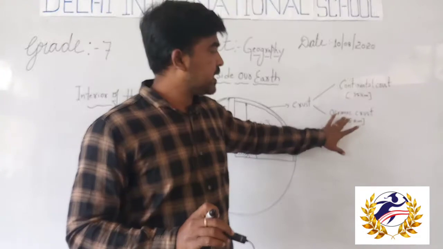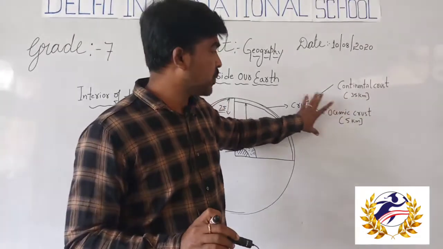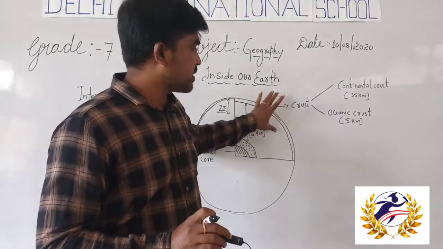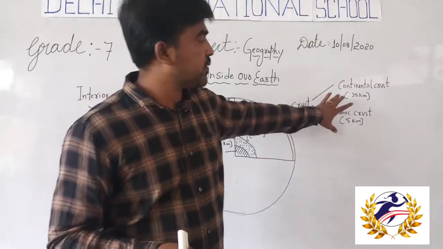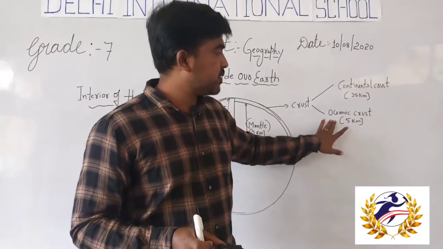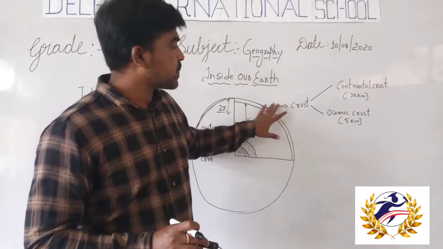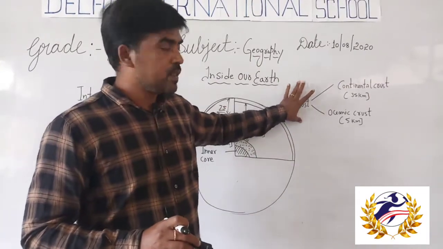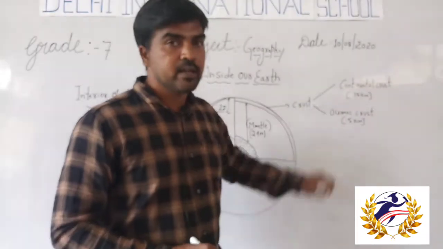Continental crust and oceanic crust together extend to around 40 kilometers. So 35 kilometers in continental and 5 kilometers in oceanic crust. Like this, our earth crust is divided into continental crust and the oceanic crust.